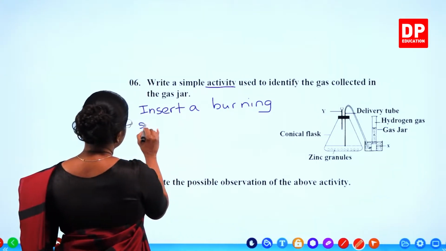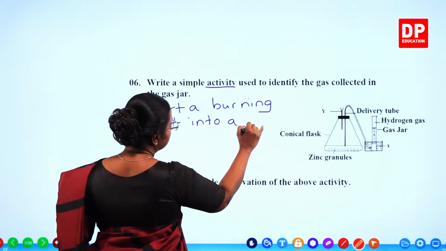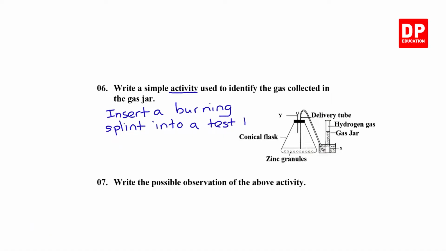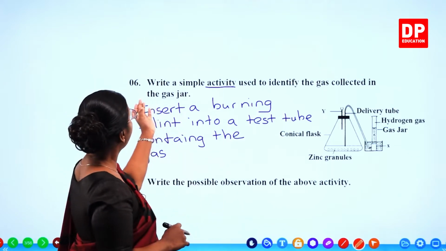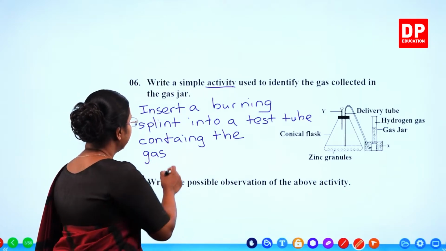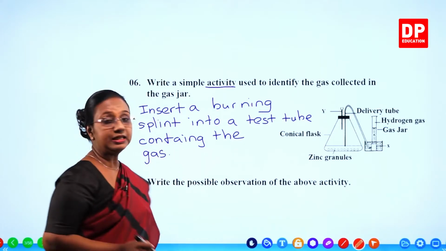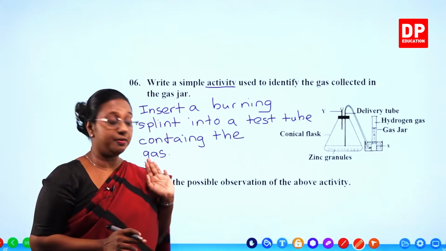Burning splint into a test tube containing the gas. We can also say containing hydrogen gas because already it's marked there, or according to the question, like they have said, gas collected. So we will just say into the test tube containing the gas. So that is the activity. You insert a burning splint. That's very important.